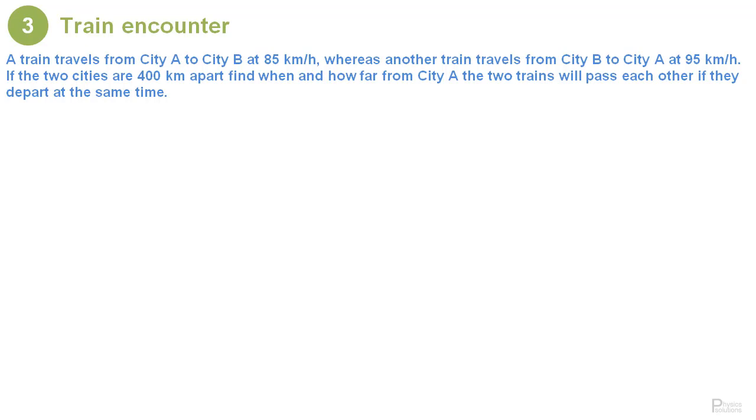Alright, so here we have a lot of information in only these 2.5 lines. Let's start by noticing that we are given the speed of each train. The speed of the first train is 85 kilometers per hour. We're also given the speed of the second train, 95 kilometers per hour, and we know it's traveling in the opposite direction. Finally, we have the distance between the two cities, which is how far apart they start. The two trains start their motion at the same time, 400 kilometers apart. This is all we know from the problem.